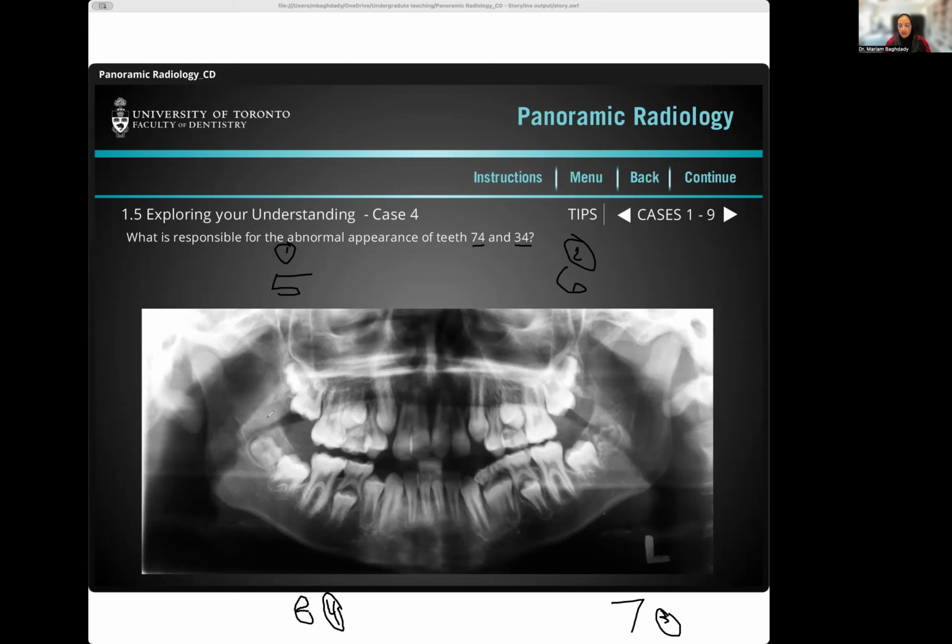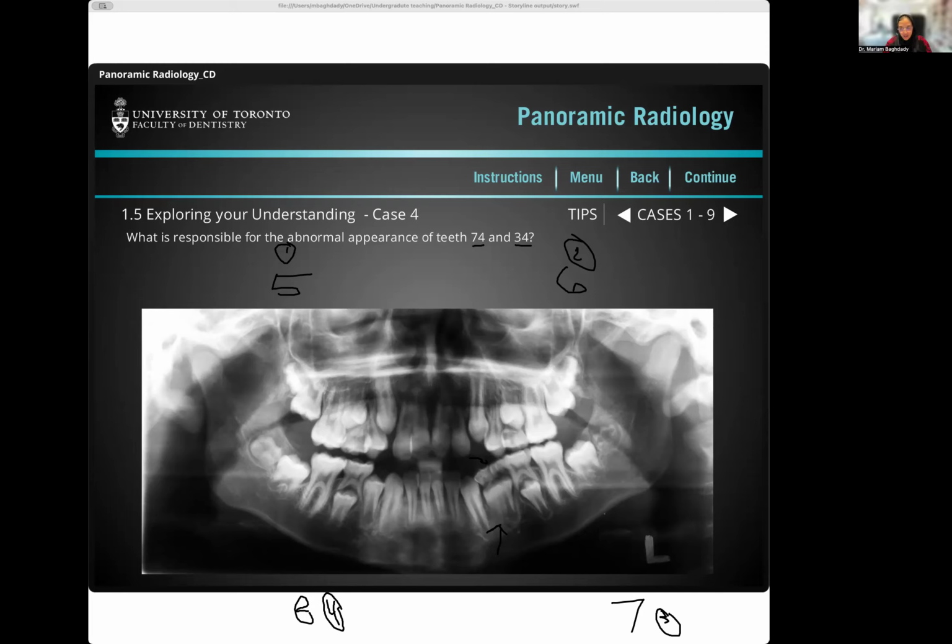So let's look at our quadrants here. 7-4 is this over here. So we're looking at this one and this. When you look at this image, what do you think? Did the patient move the tooth with their tongue? Because their tongue is not in place.